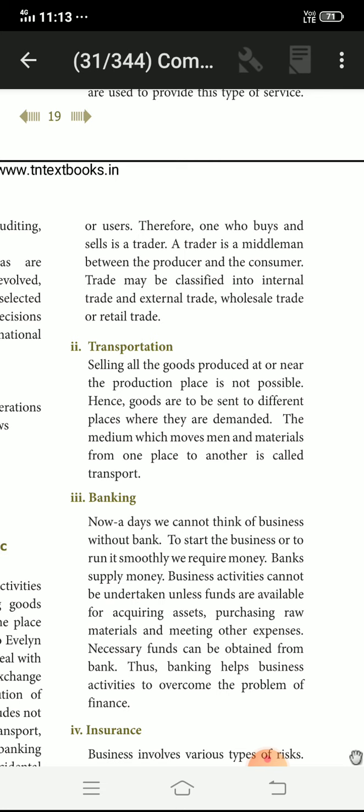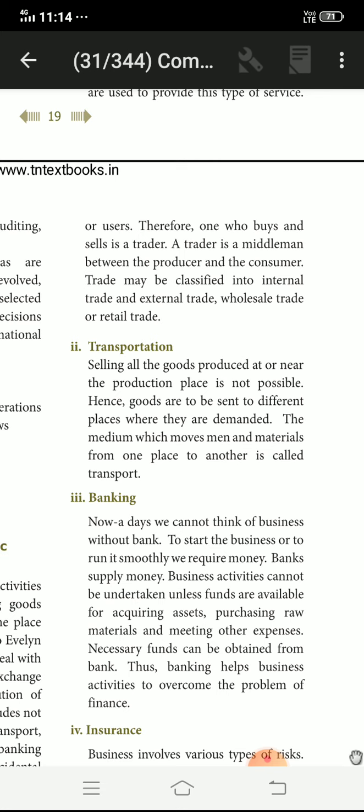Say, for example, Coimbatore is producing a lot of cotton goods. Let us take this example: these goods cannot be sold at that particular place itself. They cannot be sold in Coimbatore alone. They have to be transported to other parts of the country, to other parts of the world.